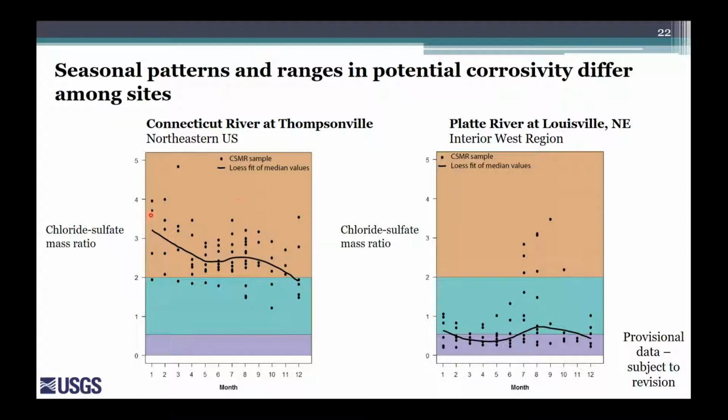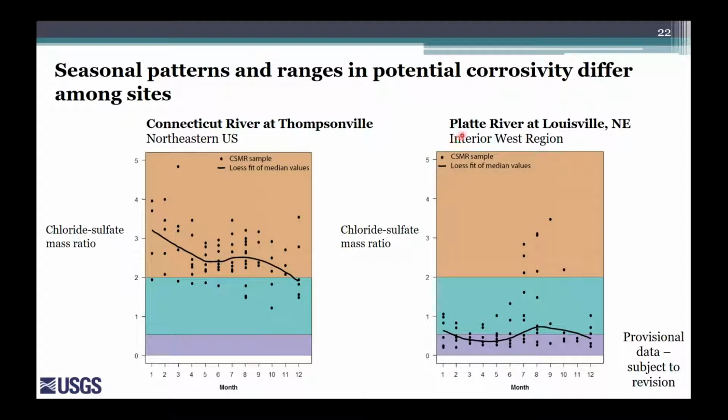The other thing to notice is that, because these chloride to sulfate mass ratios are high for most of the time, you have to think that the drinking water facilities in this area are already attuned to this problem, and they are already aware that this is an issue, and they are doing something to try to control it, even though it seems to be getting worse over time.